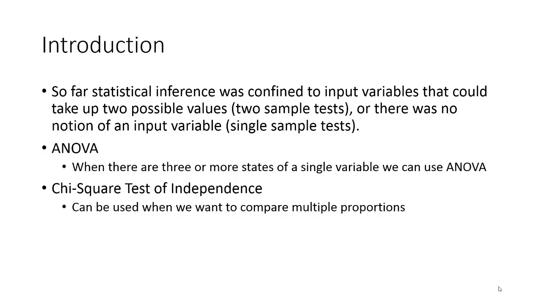Now the chi-square test of independence is one that can be used when you want to compare, again, multiple proportions, when you're interested in two variables and both of these variables are categorical variables. It could be something like Tamil Nadu, Karnataka, so the different states of India could be one of the variables, and the other variable could be the number of people at different age groups.